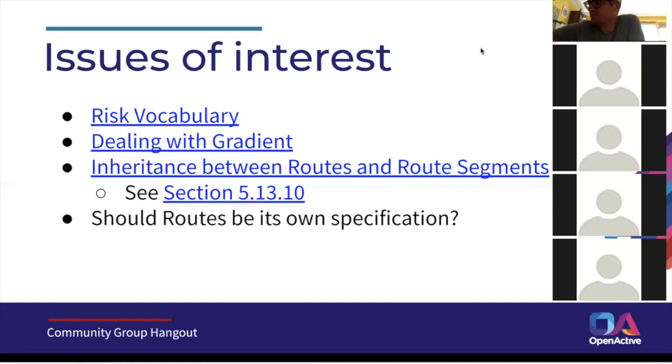So I'm just going to duck and weave a little bit here because I see I have to plug in my computer.